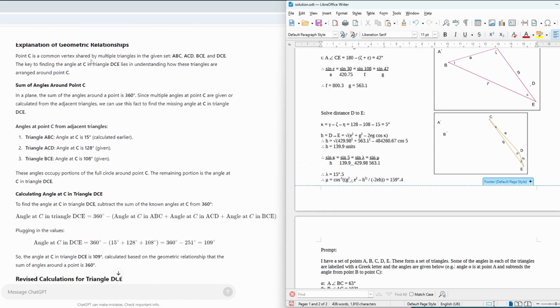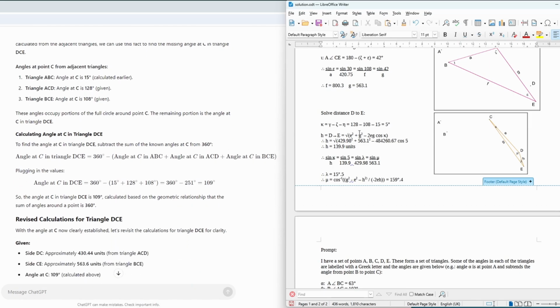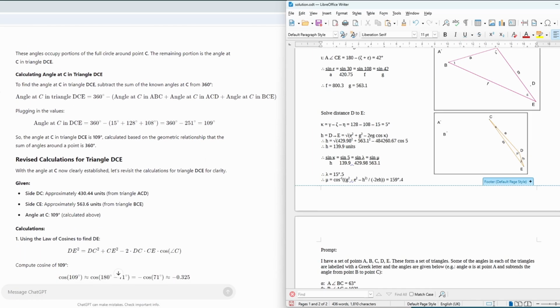"Point C is a common vertex shared by multiple triangles." Well, that is true. And then it gives these values here, which I have also used. So it's got that essentially correct. It's identified that there is a common point here, and these triangles use the angles on this point. But then it says to find the angle at C in the triangle DCE, subtract the sum of the known angles at C from 360. But this is not correct.